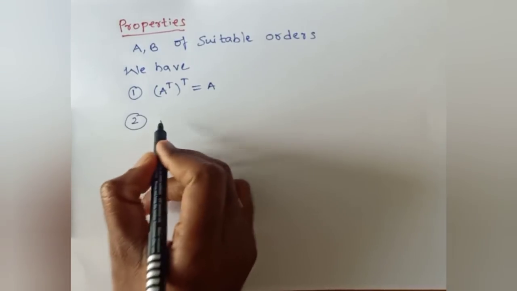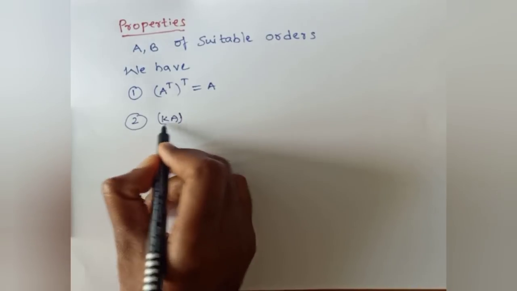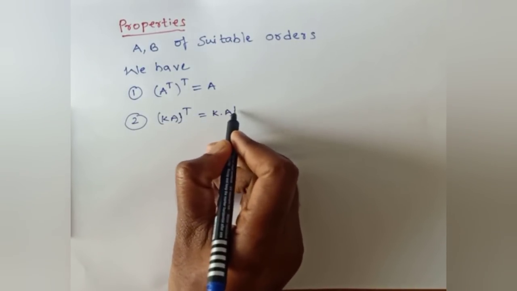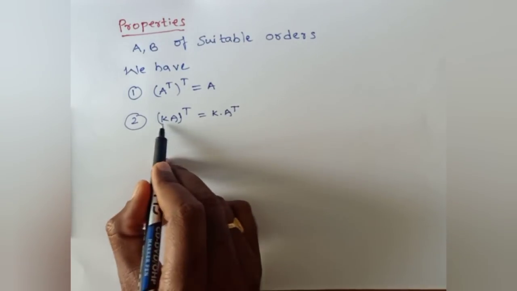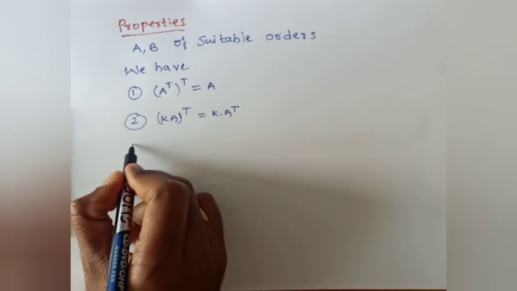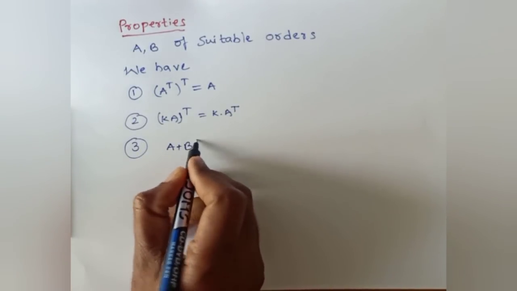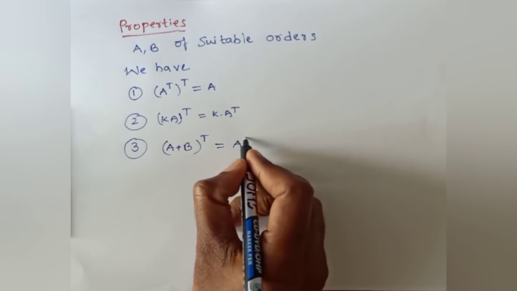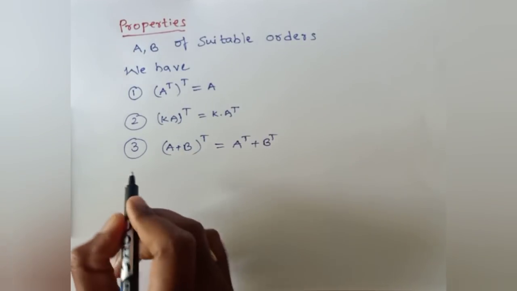Number 2: (K A) whole transpose is equal to K times A transpose, where K is any scalar. So (K A) whole transpose is K A transpose. Number 3: (A plus B) whole transpose is A transpose plus B transpose.